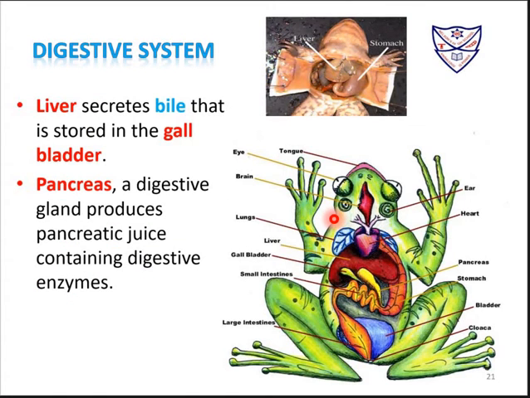Frogs also have accessory glands like liver that secretes bile. Bile, like in humans, here also is stored in the gallbladder. They also have pancreas, which produces pancreatic juice and other digestive juices.